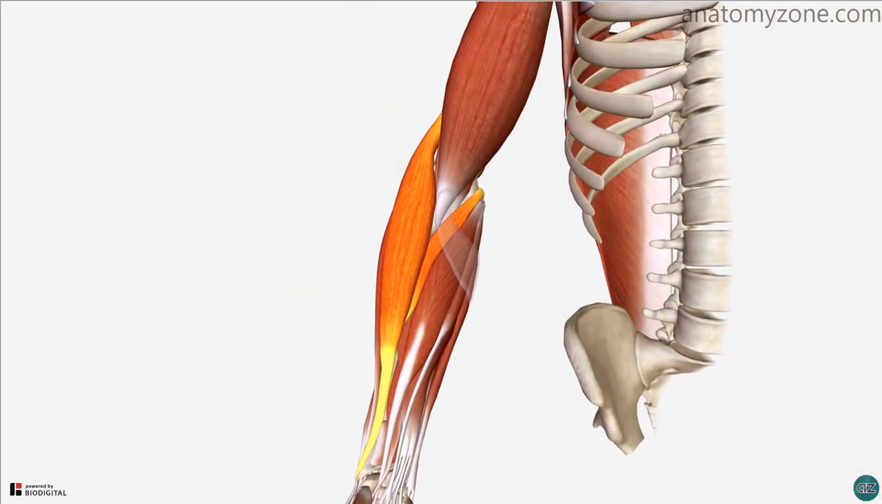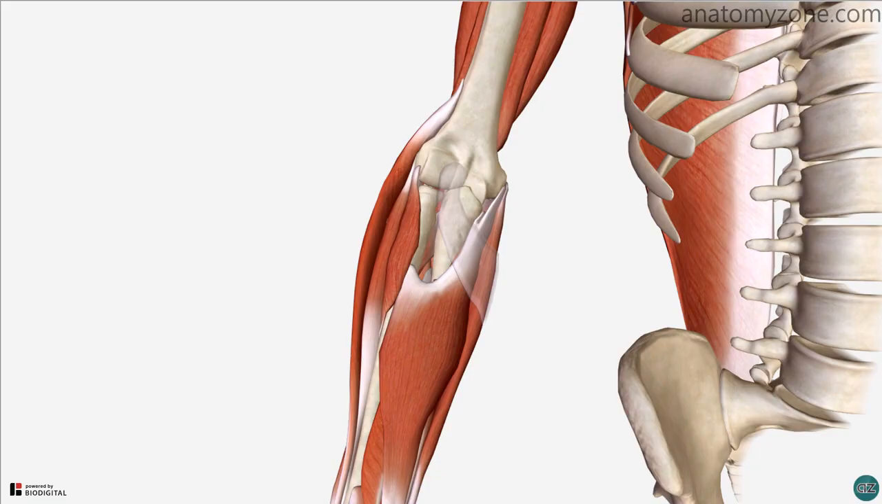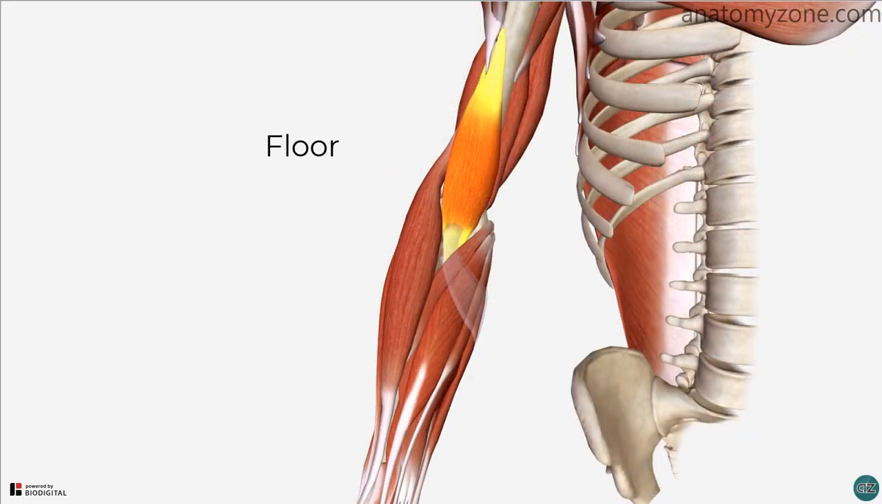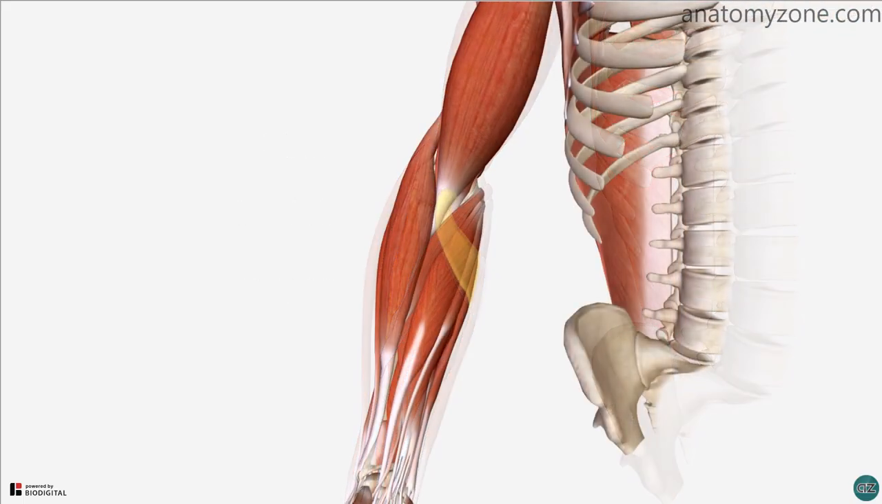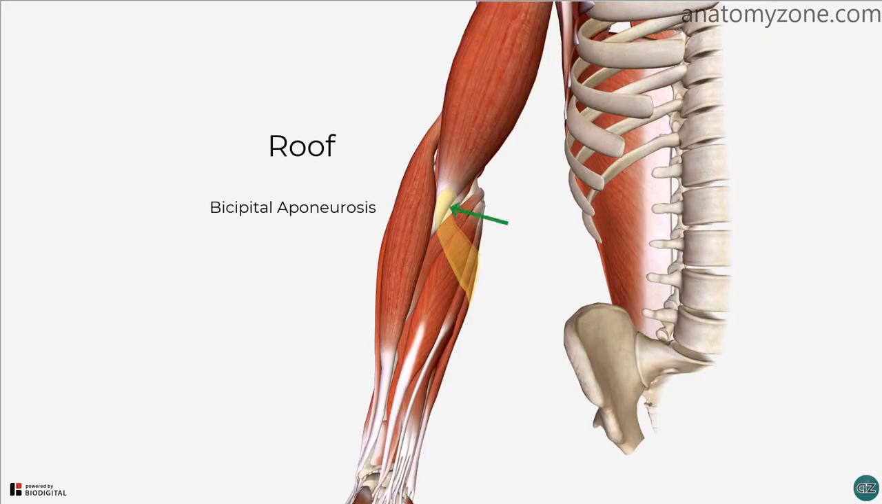The apex of the triangle is formed where the two muscles meet inferiorly. The base of the triangle is formed by a horizontal line drawn between the medial and lateral epicondyles. The deep aspect of the cubital fossa, or the floor, is made up by two muscles, the brachialis muscle proximally and the supinator distally. The roof of the cubital fossa is made up from the bicipital aponeurosis as well as superficial fascia and skin.